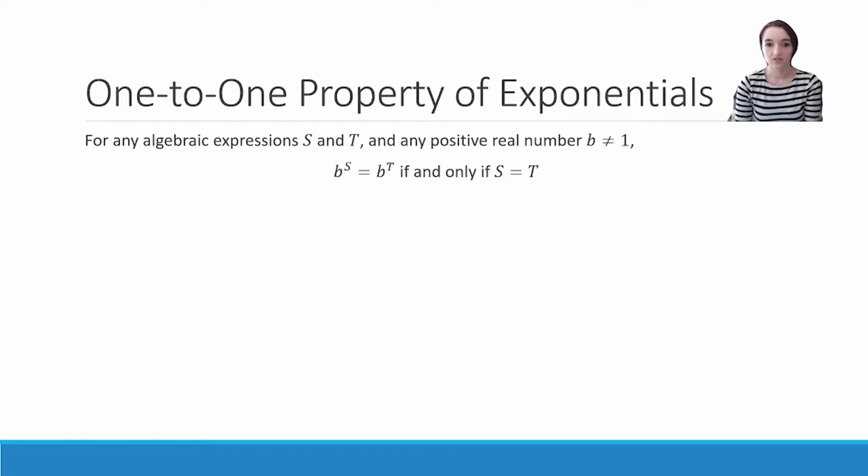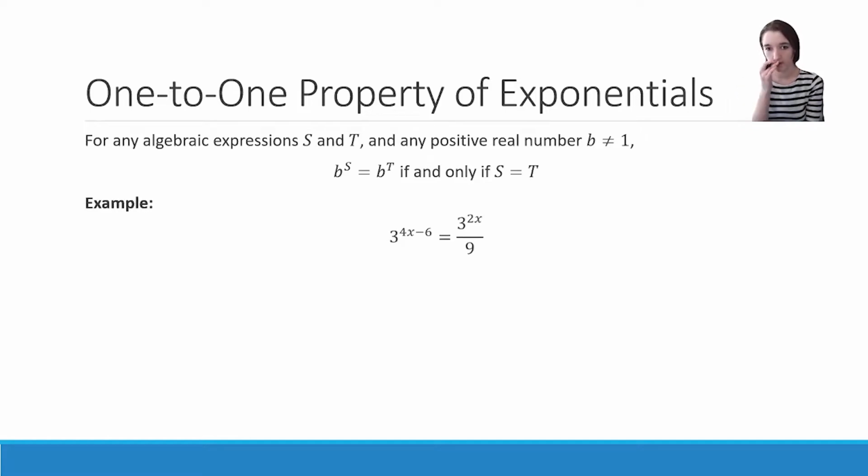For any algebraic expressions s and t, and any positive real number b not equal to 1, b to the s equal to b to the t basically means that s equals t. So in other words, if we can get the same base in our problem, then we can look at the exponents themselves and set those equal to each other. This is not always going to be possible, but certain problems will allow for this sort of manipulation.